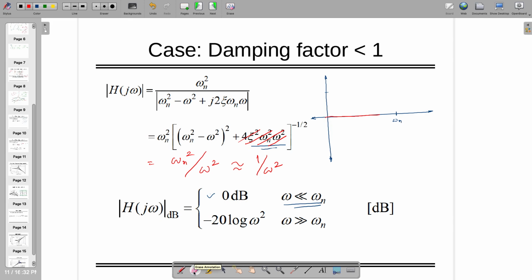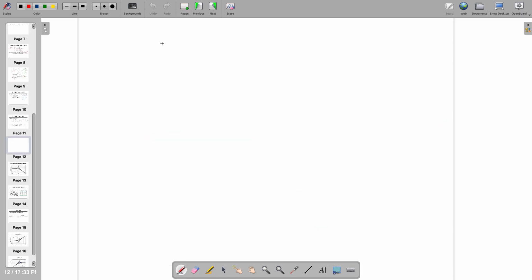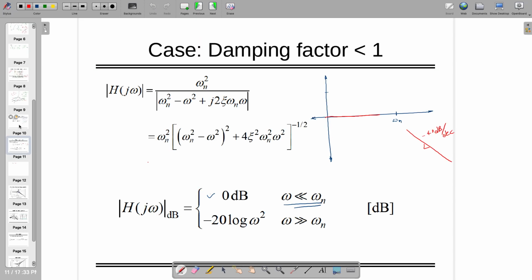So if that is the case, it will be minus 20 log omega square, and effectively it's going to give you minus 40 dB per decade. I'm not going into detail why it's minus 40 dB per decade. You know how to plot this one, right? The next interesting thing is what is going to happen if omega is equal to omega n. I'm interested in the plot when omega is equal to omega n. What do you think we are going to see?